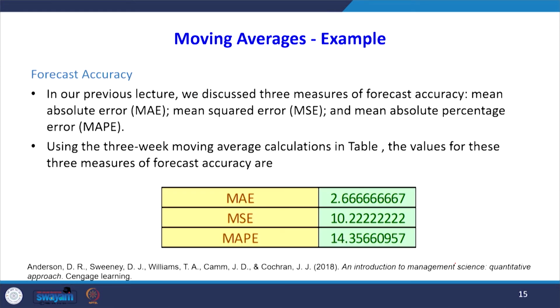So now for the 3 period moving averages, let us discuss forecast accuracy. In the previous lectures, we discussed 3 measures of forecast accuracy: mean absolute error, mean squared error and mean absolute percentage error. So using the 3 weeks moving average calculation table, the values of these 3 measures are: mean absolute error is 2.66, mean squared error is 10.22, mean absolute percentage error is 14.35.